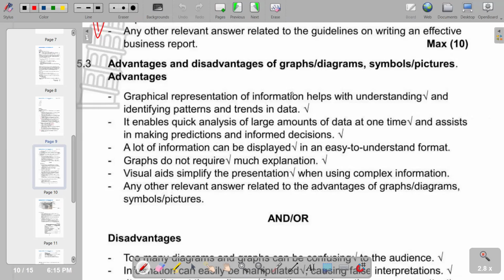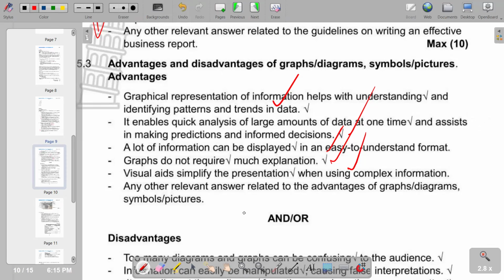So they act as an aid to understanding, as they make comprehension easier. And then we have the second part, which is it enables quick analysis of large amounts of data at one time and assists in making predictions and informed decisions. A lot of information can be displayed in an easy to understand format. And also graphs do not require much explanation. And visual aids simplify the presentation when using complex information. So basically, this is what we have in terms of advantages of graphs or diagrams.